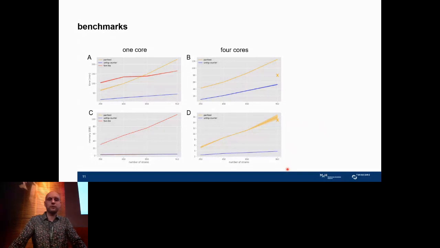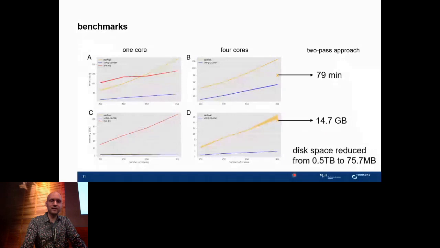And then when using this 2-pass approach that I was talking about earlier, we managed to drop both the memory footprint and the running time quite a bit. And also the camera file is reduced in size from 0.5 terabyte to a few megabytes.